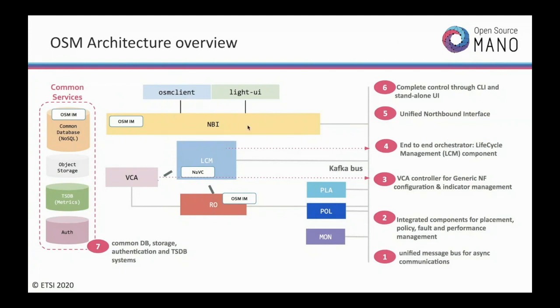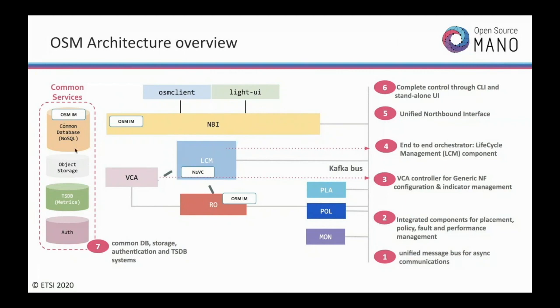We have the NBI, which provides a way to interact through a REST API with the system. So that API is leveraged by the client of OSM, the CLI, or the dashboard. Both use the same API, and you can use it directly as well.